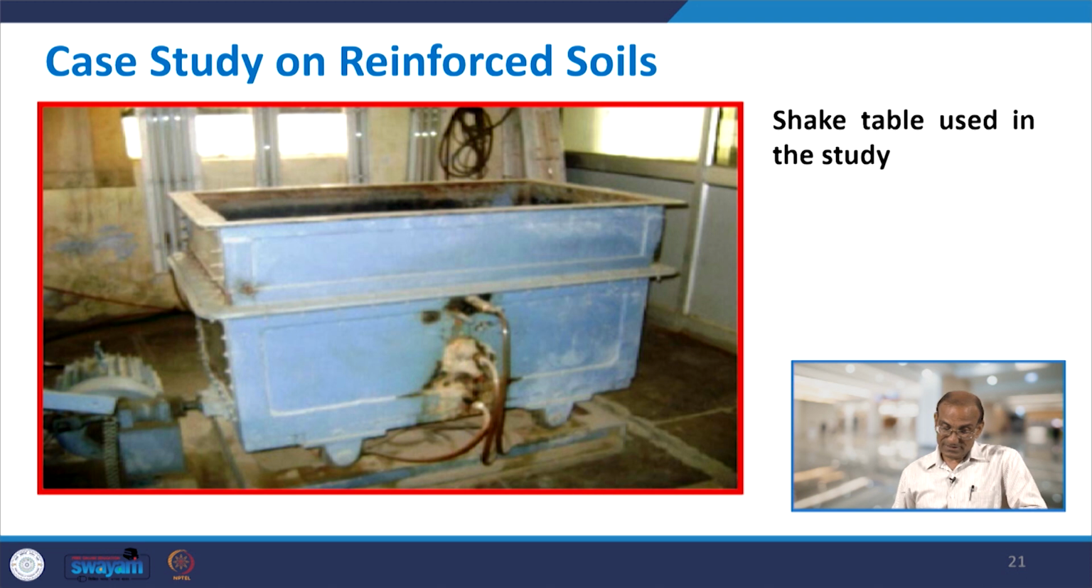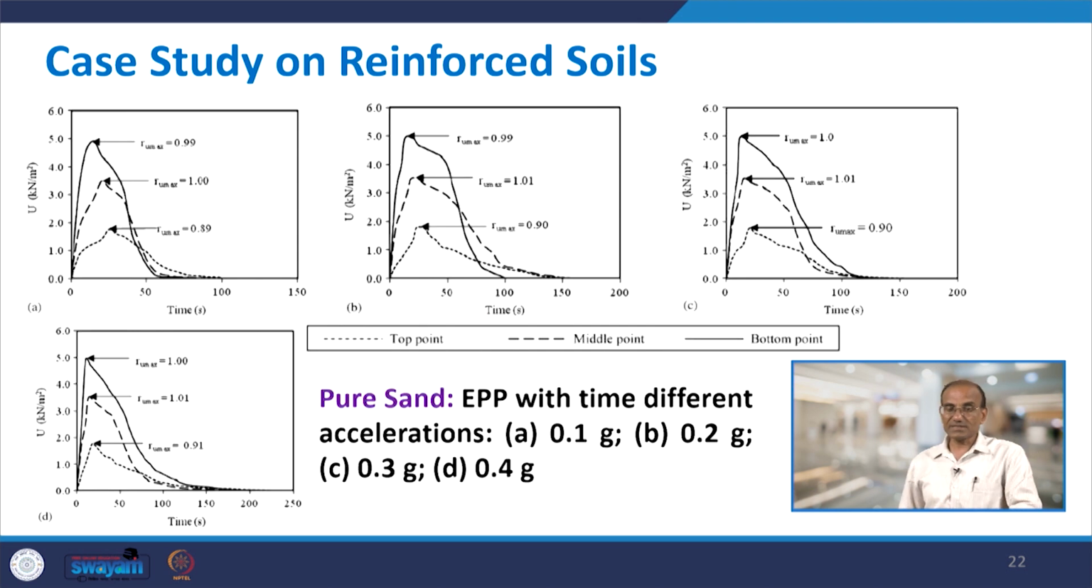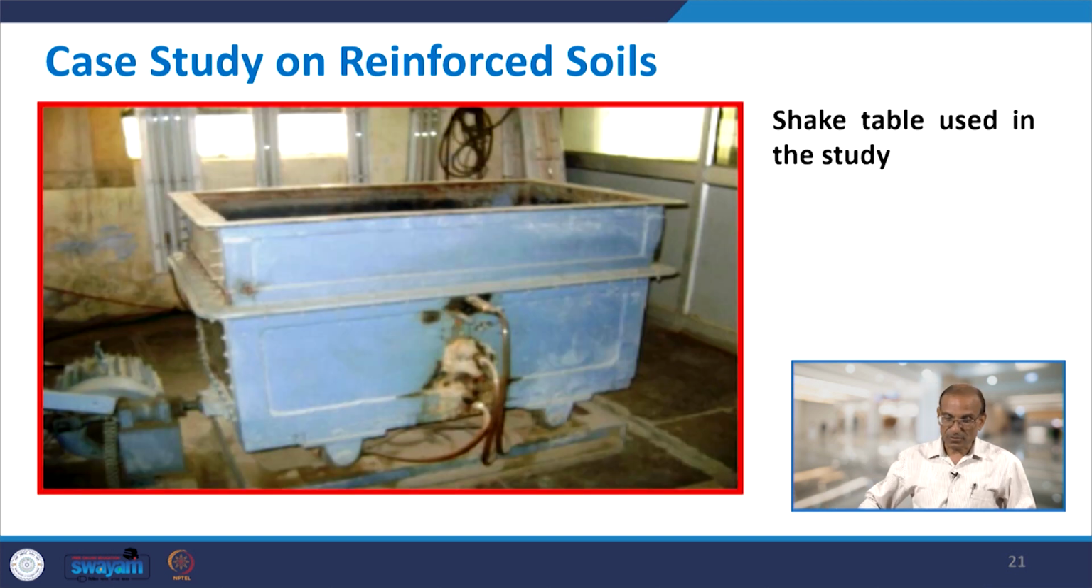So, in this case you have 3 locations of piezometers, and with these piezometers you measure the pore water pressure. This is the bottom, this is the middle and this is the top piezometer. These are the results of the measurement of pore water pressure at 3 different locations: top point T, middle point M and bottom point. So, 3 points are there.